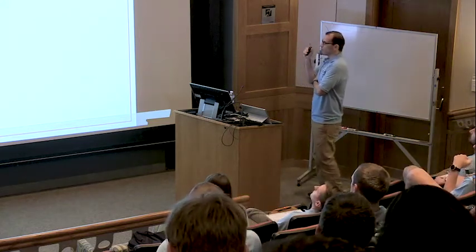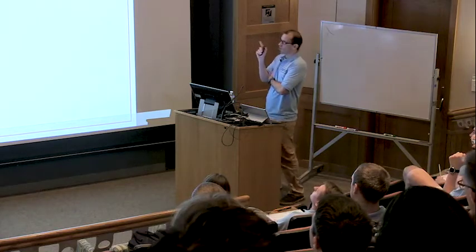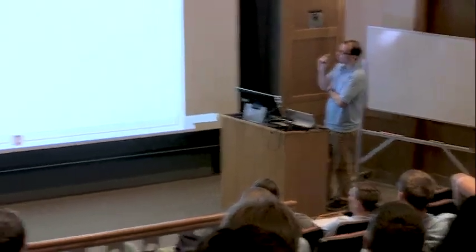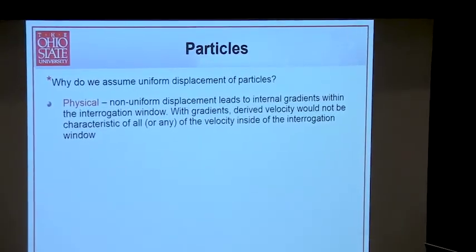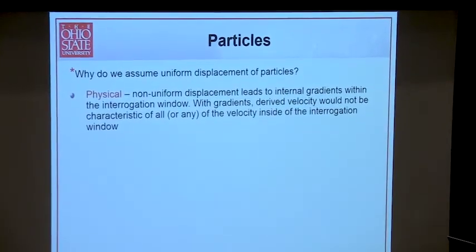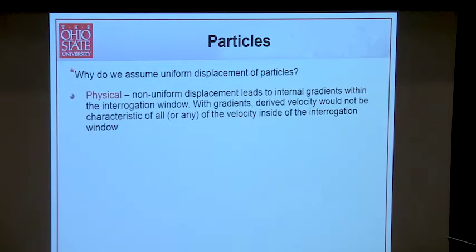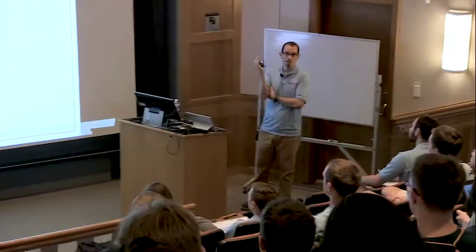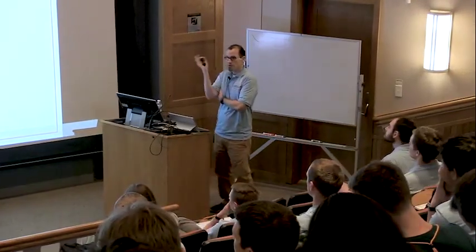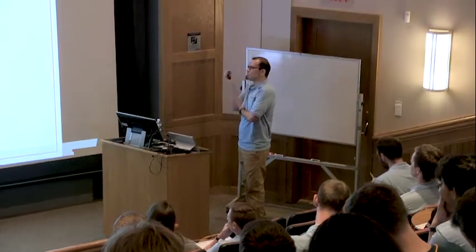Since you already know from yesterday, we get the velocity vector from correlating two interrogation windows. If we have non-uniform displacement within the windows, then we have internal gradients. Okay? If we have gradients within the flow, that means the derived velocity would not be characteristic of all or any of the velocity inside the interrogation window. So if we allow ourselves to believe that there's non-uniform displacement, then the very concept of getting a single vector for the correlation for the window makes no sense. It's actually an ill-posed question if we allow there to be internal gradients, okay? Because we don't know what that vector means.